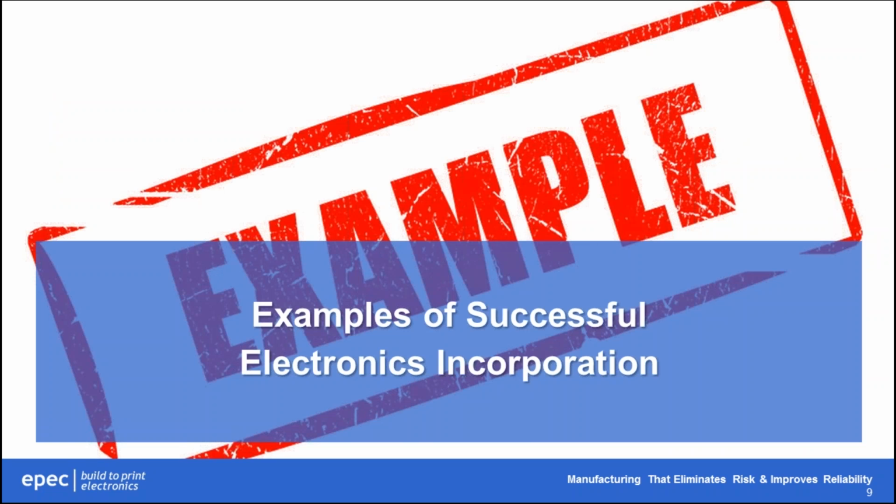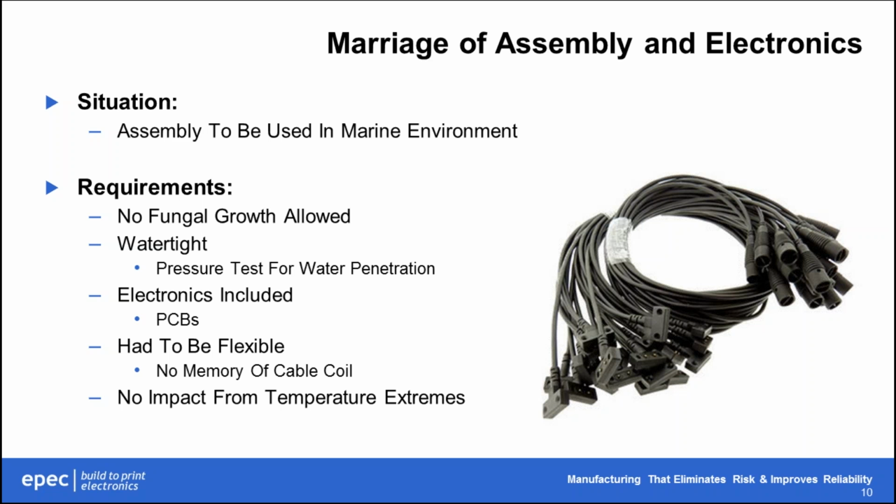Let's look at an example of some electronics that we've included in an assembly, and the environment that this assembly was able to be used in. We recently worked on an opportunity where the assembly was to be used in a marine environment. This assembly was to include two printed circuit boards and be able to withstand the rigors of being installed in unprotected areas on the outside of ships and other marine vessels.